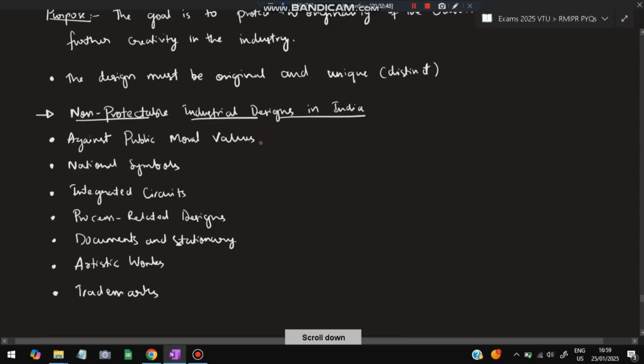Okay, so some of the non-protectable industrial designs are: first is against public moral values. The designs that violate the moral standards or the social values cannot be protected. Example, design that promotes harmful or offensive messages, such as design related to hate speech or violence. Okay, that will not be protected. Second is national symbols. Designs that feature national flags, emblems, or symbols of any country are not eligible for protection. A design using India's national flag or its emblem as a part of the product's design will not be protectable under the industrial design. Third is integrated circuits. The design or the internal structure or the layout of the circuits is not protected.